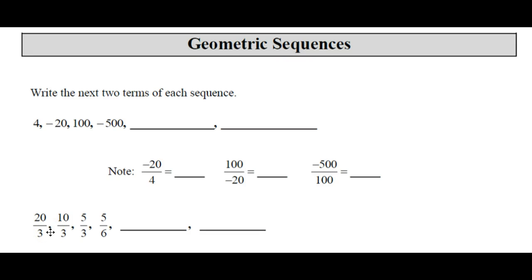Geometric sequences. So we've done arithmetic sequences and arithmetic series, so now it's time for geometric. So write the next two terms: 4, negative 20, positive 100, negative 500. And then, so what's the rule? Yeah, so we are switching from positive to negative, but more specifically, what's the number? Times negative 5, right?